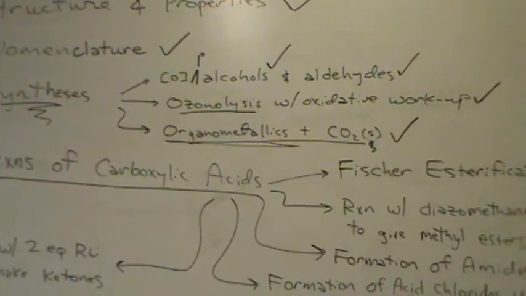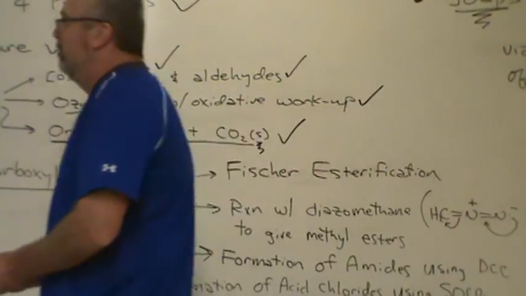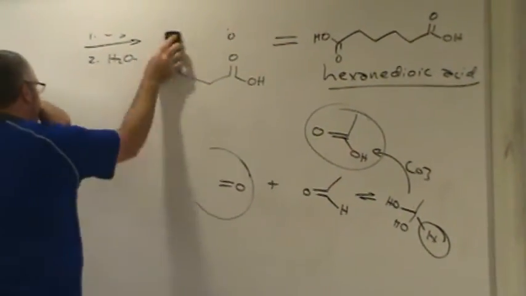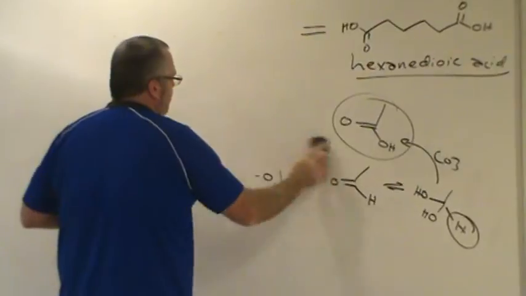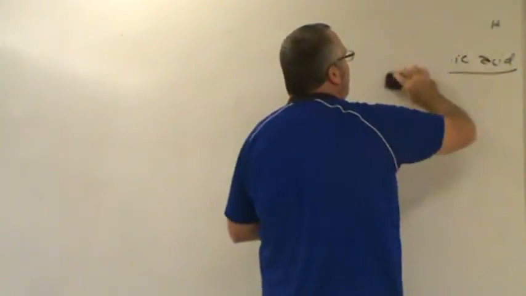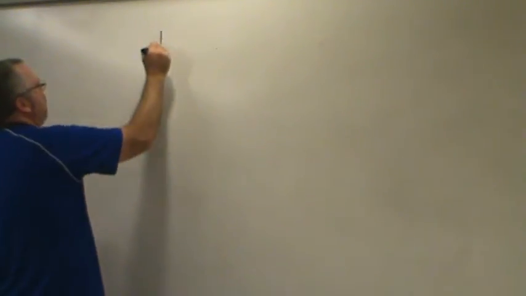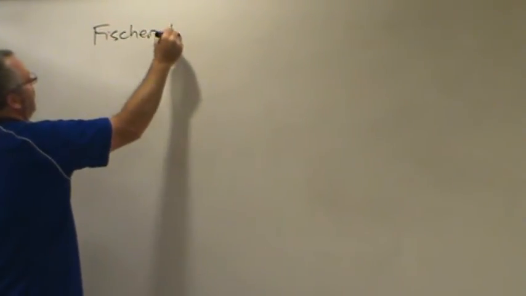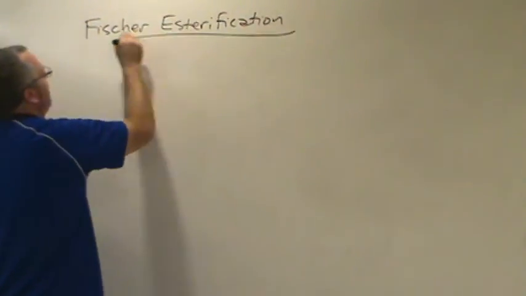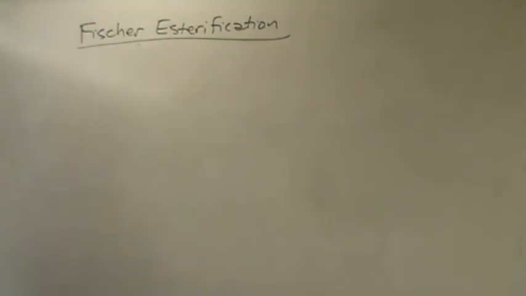The first one, the Fischer esterification, is a very important reaction. They're all important, but once we learn the Fischer esterification, we are going to use it over and over again, repeatedly, because, as it turns out, it's a very convenient way to convert carboxylic acids into esters. As the name would imply, Fischer esterification is going to produce esters. Esterification, making esters.